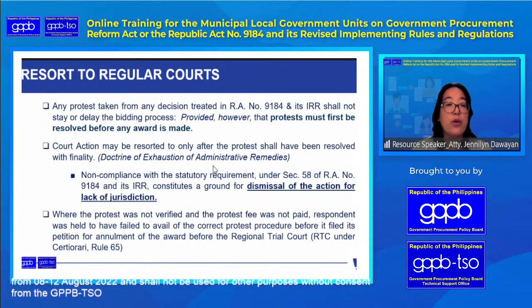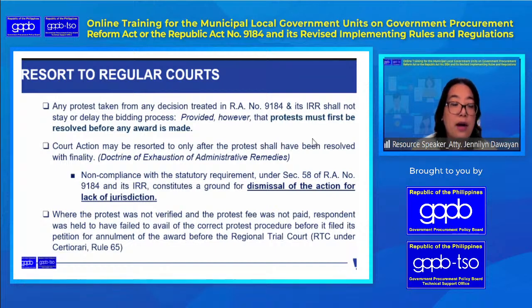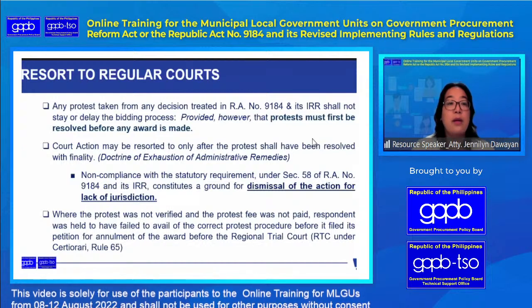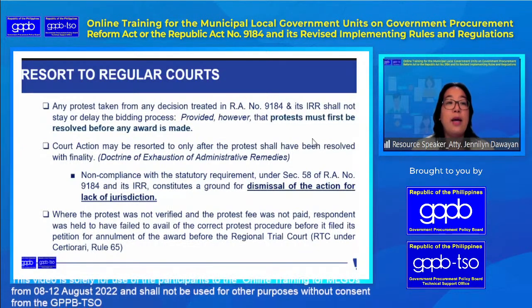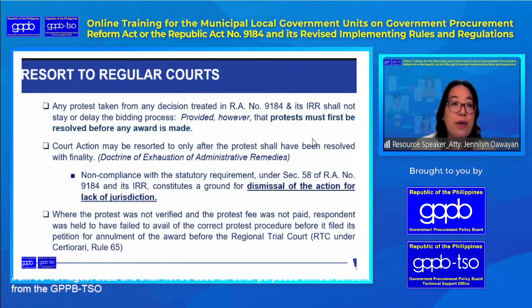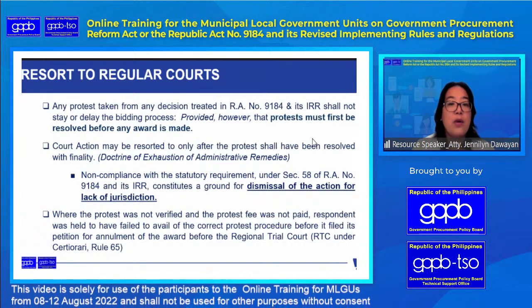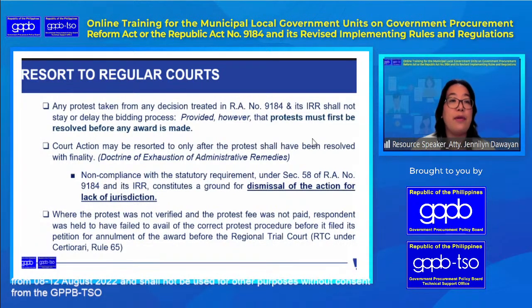And it may be resorted to only after exhaustion of all the administrative remedies, meaning he has undergone yung meron siya talagang request for reconsideration that was submitted. It was decided upon by the BAC, and then he has submitted a protest with a HoPE verified position paper containing the correct certification against forum shopping and denial by the head of the procuring entity. So non-compliance with this will be a ground for dismissal of the action for lack of jurisdiction.